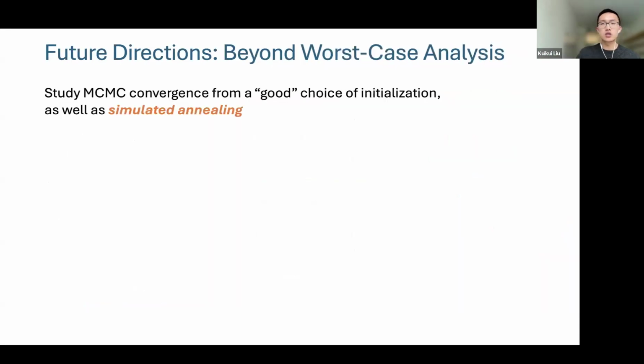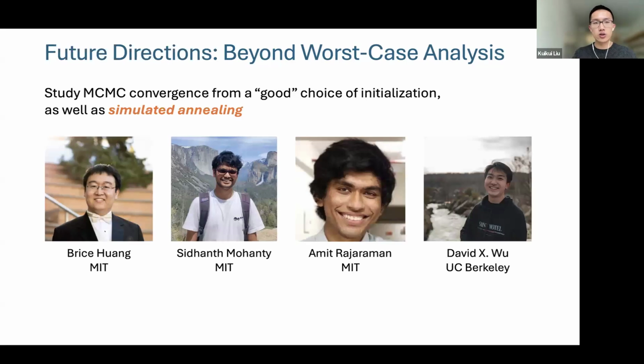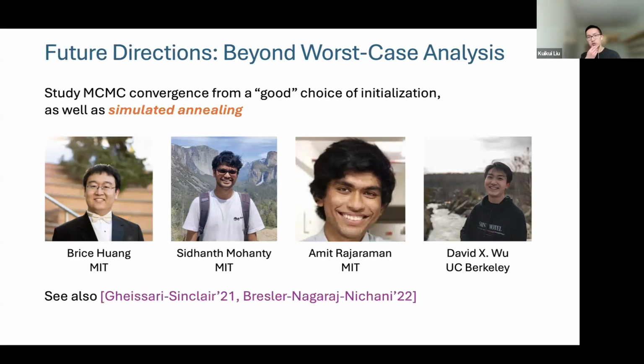Another direction that I'm interested in is going beyond worst case analysis of Markov chains. For this, I want to highlight a very nice recent work due to Bryce Wong, Siddhant Mohanty, Amit Rajaraman, and David X. Wu on analyzing simulated annealing. And also more recent works by Gasari, Sinclair, and Bresler, Nagaraj, and Nichani.